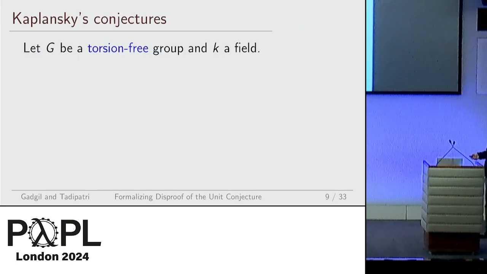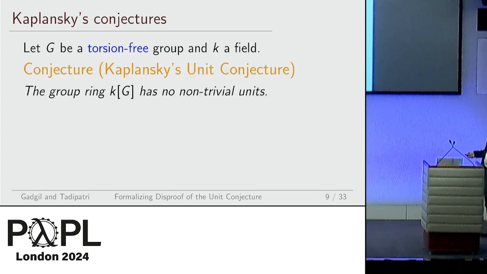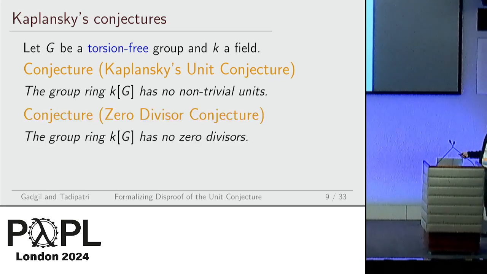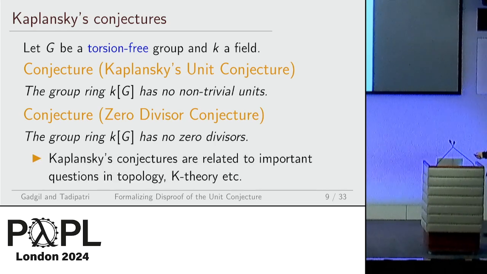So what did Kaplansky conjecture? Actually, Higman's work is before this, so Kaplansky was not the first to conjecture this. But if the group is torsion free, then Kaplansky's unit conjecture says there are no non-trivial units. So torsion is the only source of non-trivial units, and the zero divisor conjecture says it has no zero divisors.